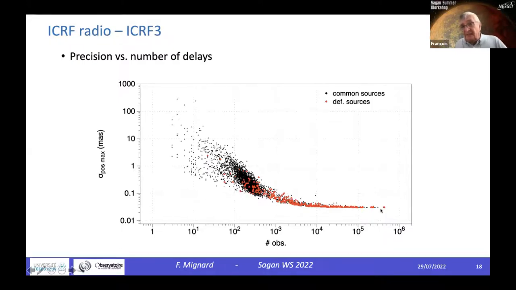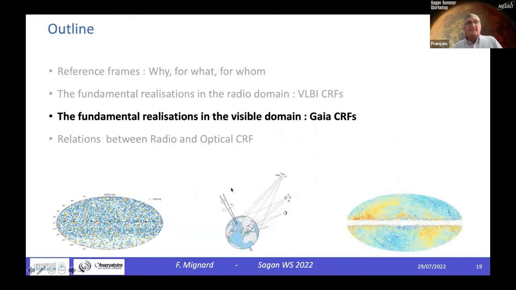You can see the defining sources are over here. Essentially, they have been selected as defining sources because they are better observed than the additional sources that have been gradually added to ICRF1, ICRF2, and now ICRF3. So you have this floor accuracy here, 40 microarcseconds for the defining sources. And I remind you, there are about 300 defining sources or so, and 4,300 non-defining sources. So it's much more numerous. They're hidden here behind the red ones, but I wanted to show where the defining sources lie. So that's the main property of the radio solution.